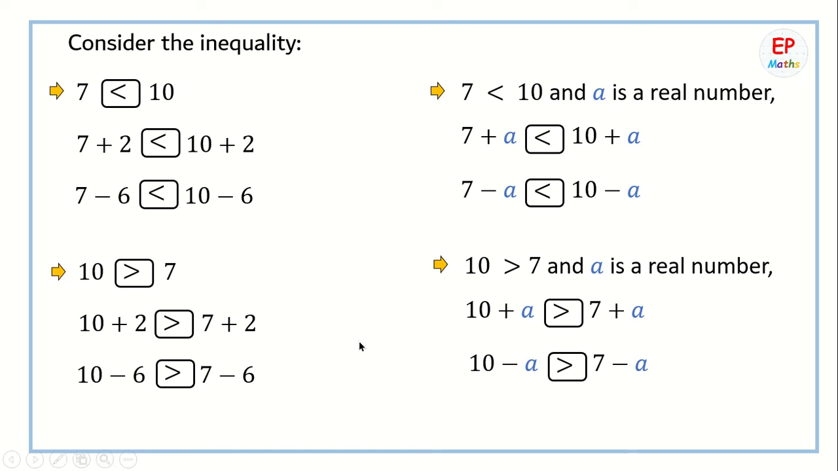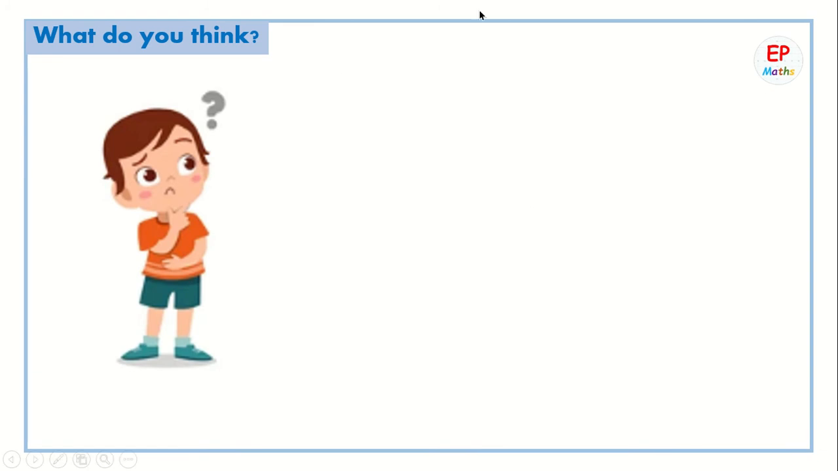So, how do we conclude? We can make a conclusion that adding or subtracting the same number on both sides of the inequality does not reverse the sign of inequality. Now, what do you think? If we have 7 is less than or equal to 10, if we add 2 on both sides of the inequality, will the sign reverse or not reverse? What do you think?